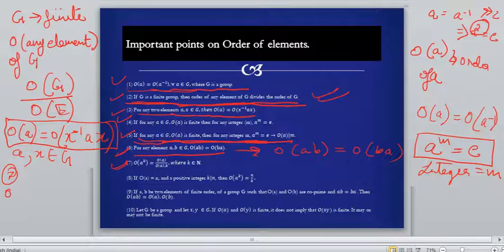The next, seventh point is saying that the order of A to the power k is equal to the order of A.